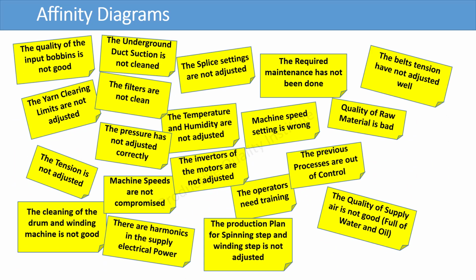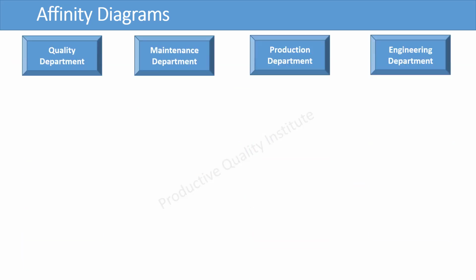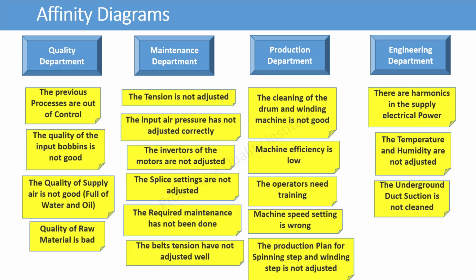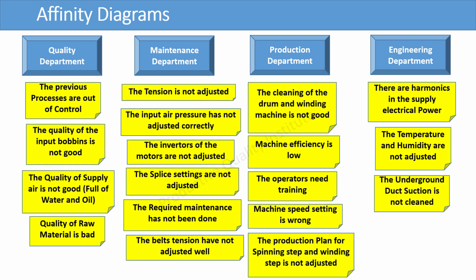In order to make the affinity diagram, all the issues and claims that belong to the spinning, winding, and weaving sections are displayed. Then we rearrange all the issues and claims. The affinity diagram is shown.